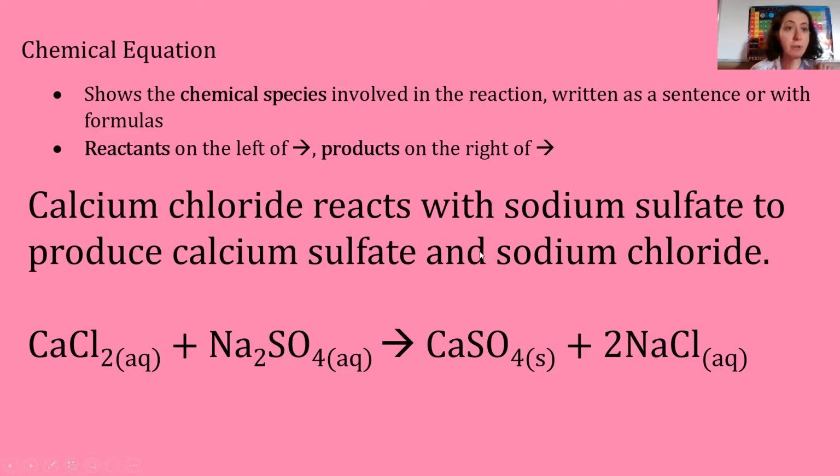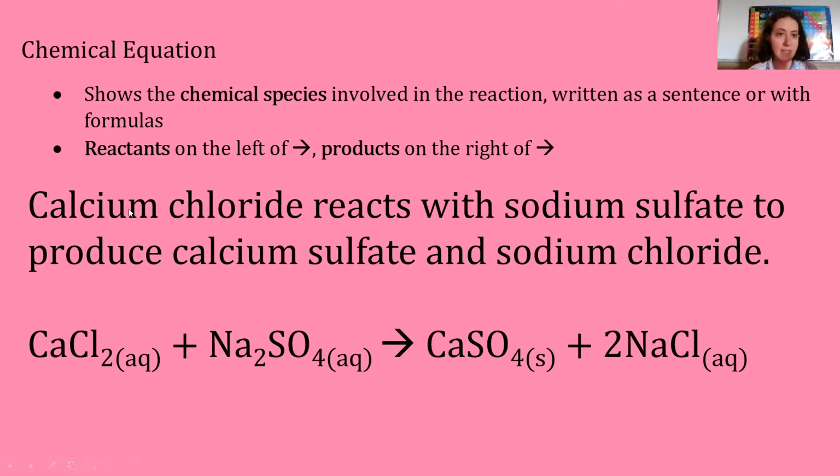A couple other things you'll notice about this is that we have to write out the correct formula. So calcium chloride, sodium sulfate, calcium sulfate, and sodium chloride are all ionic compounds. And we have to write the formulas correctly. That's very important. So all that's there. That looks super familiar.